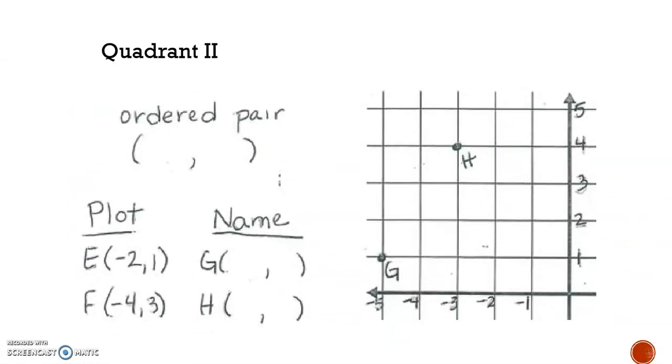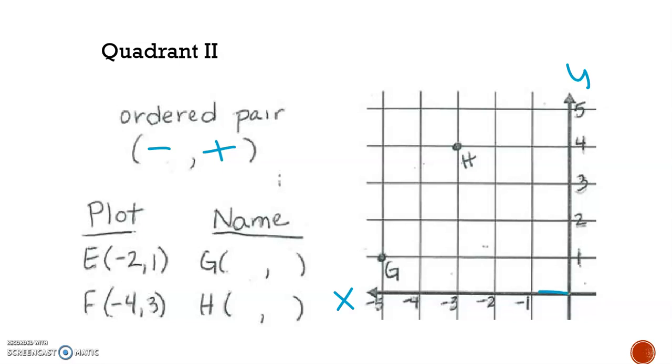Alright, let's focus on quadrant 2. So if you look in this quadrant, again, these are your X values, these are your Y values. You can see that all your X values are negative and all your Y values are positive. So in order to get into quadrant 2, the X needs to be negative and the Y needs to be positive. So when we're plotting these ones, we're going to plot E at negative 2, 1.